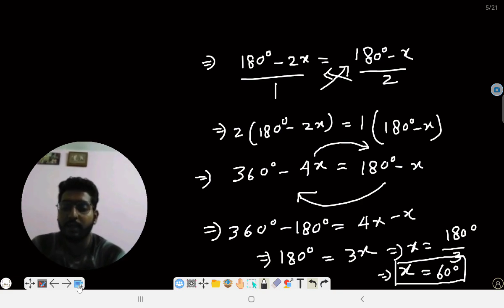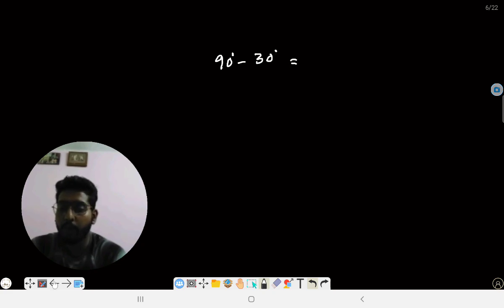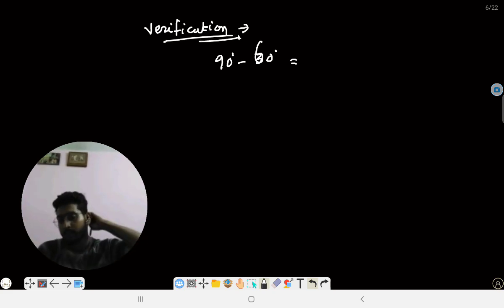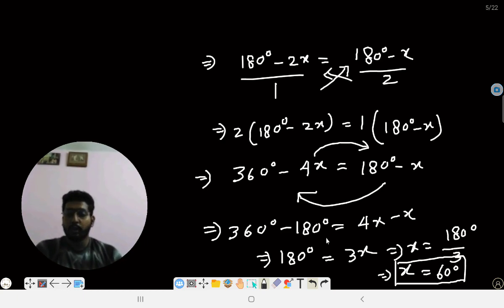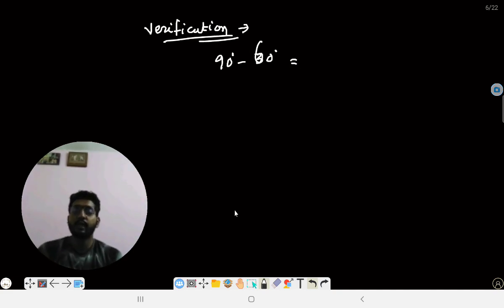Now we can verify the answer also. In the question it is given the complement of the angle is half of the supplement of the angle. We have got the answer 60, so 90 minus 60. This is a verification, you can do it to check whether my answer is correct or not. This is not necessary, up to the previous step is what we have to write. But for satisfaction that my answer is correct, I'm just checking it.